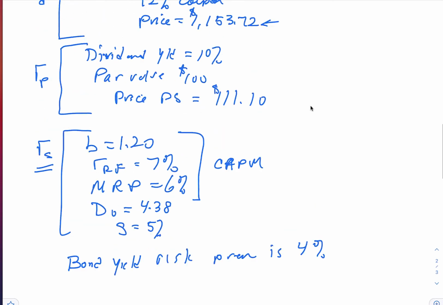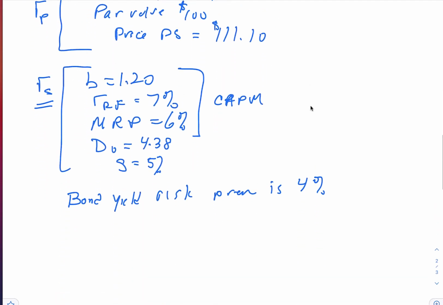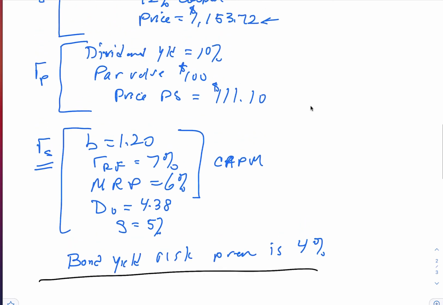Okay, so all the blue is given information. Let me change colors so it won't get mixed up. Now, given this information above this black line, how do we go about computing this formula right here, this guy?